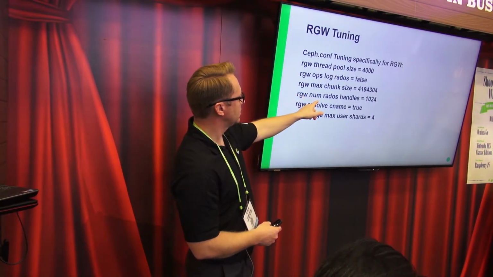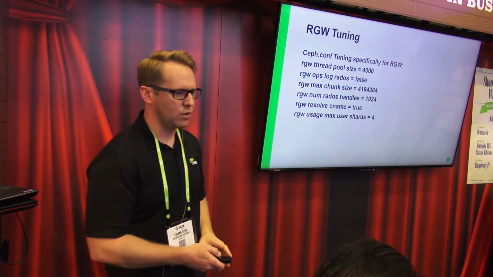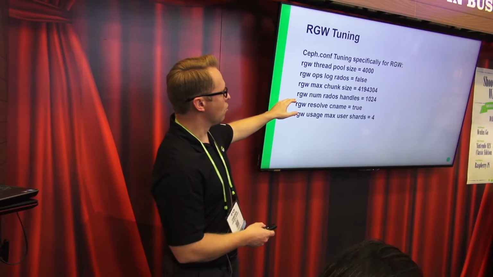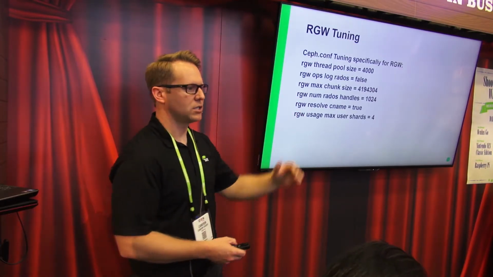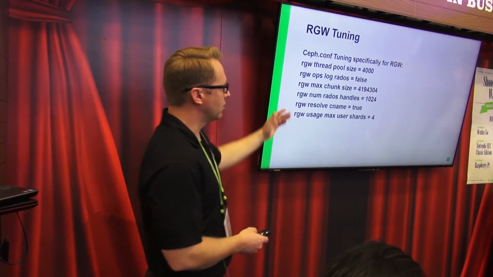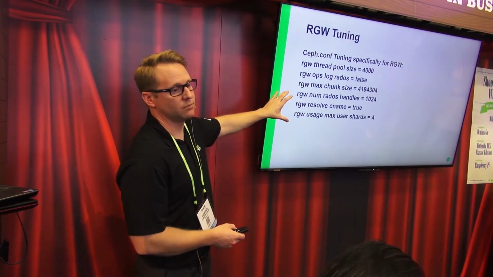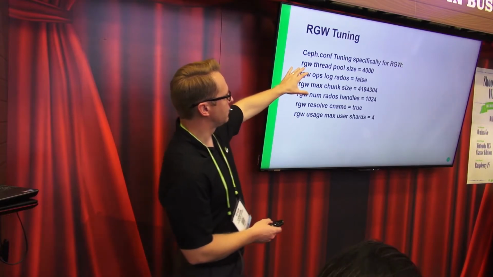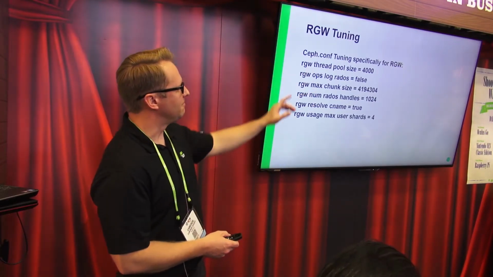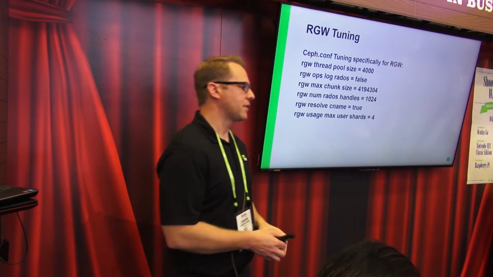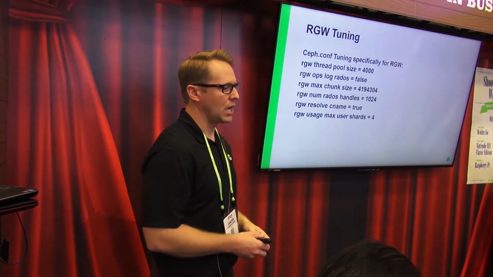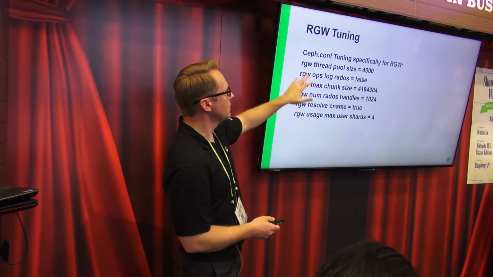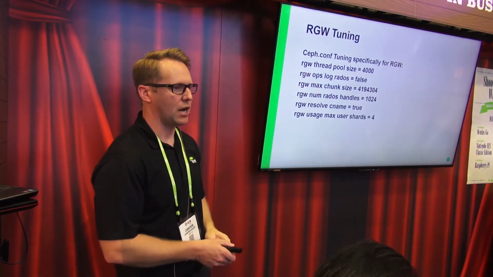The number of handles, the Rados handles, 1024 is kind of a sweet spot that I hit. Anything more than 1024 really caused the performance to go down. And this could have been because of the systems that I was using, possibly. But even the thread pool size, there are some documents out there that will tell you to keep the thread pool size much lower. But if you have a lot of RAM, you can bump that up to a much higher value.